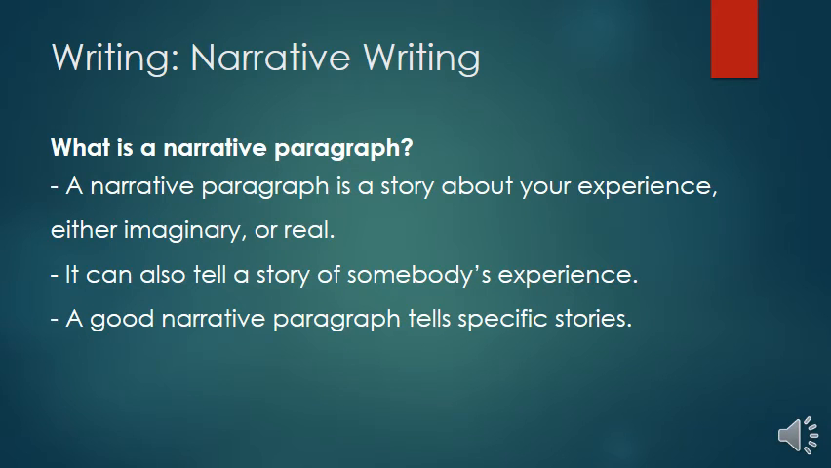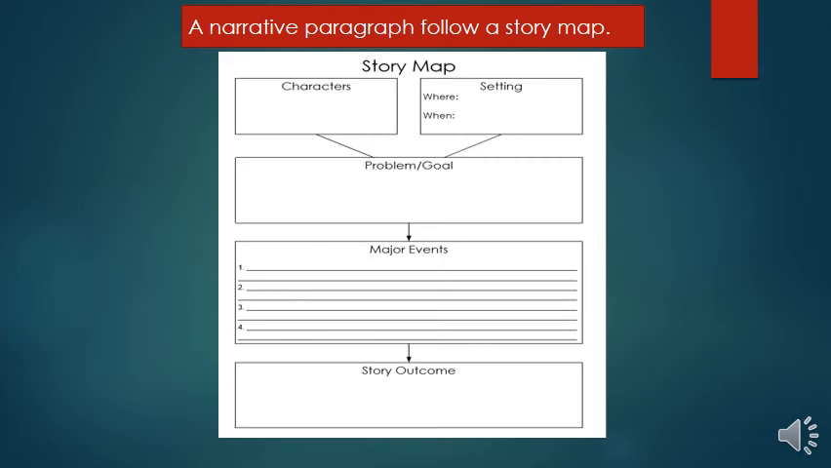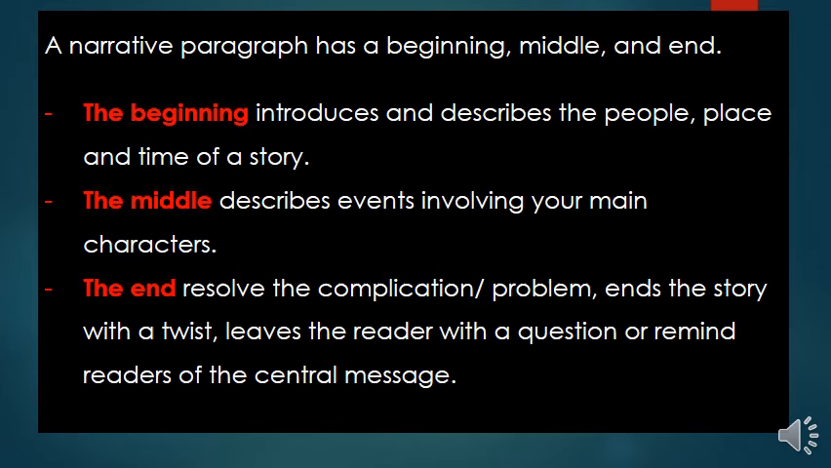Now we move to the narrative writing. It's just a revision. I'm not going to explain it in details. This is just a revision. So a narrative paragraph is a story about your experience or somebody else's experience. It might be real or really happened. It might be imaginary. Before we write a narrative paragraph, of course, we have to fill in something called a story map: the characters, the settings, the problem, the events, and the story outcome or the solution.